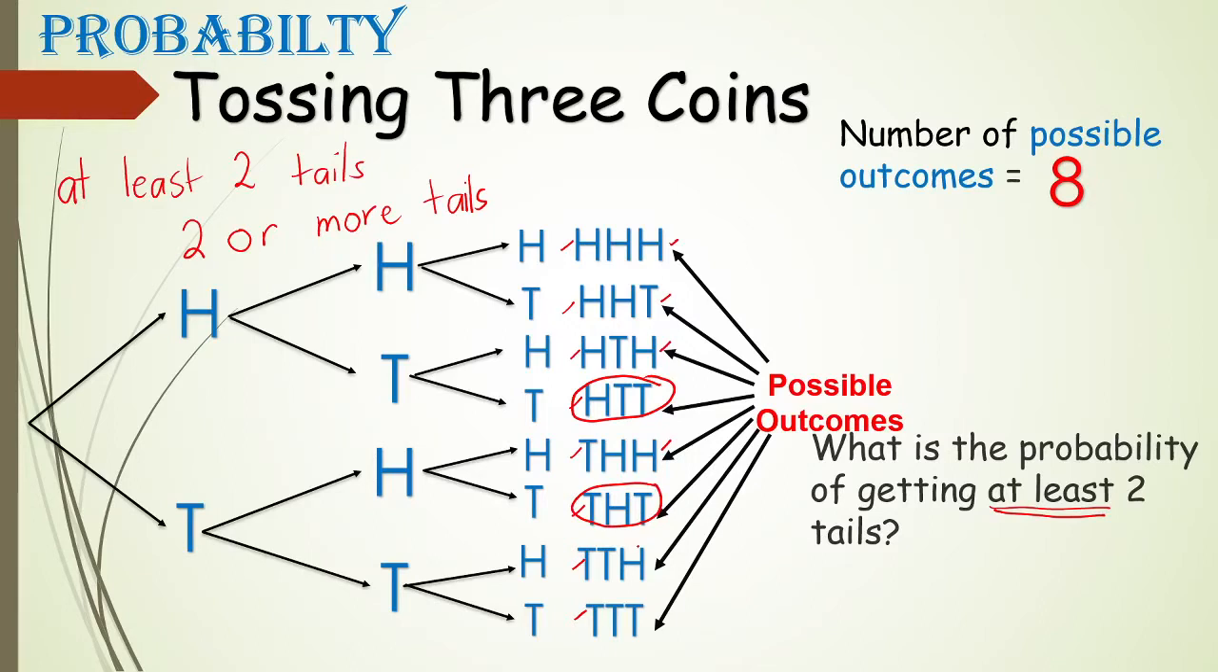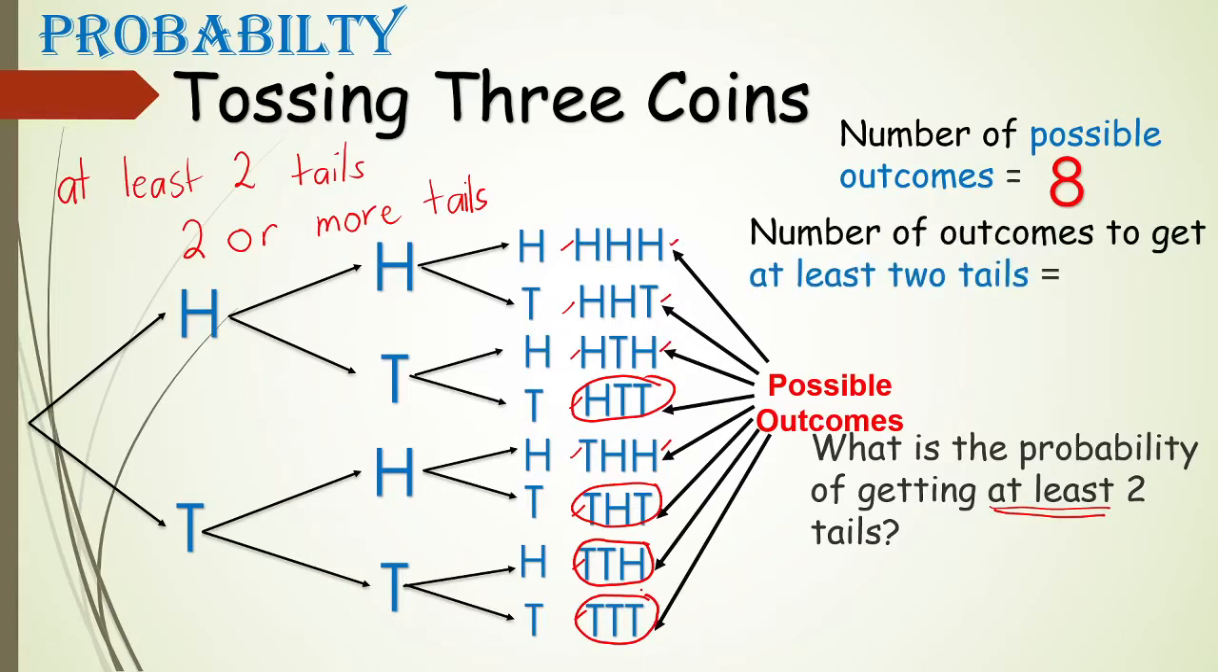Okay. TTH. Okay, possible because you have 2 tails. Tails, tails, and tails. So when I say at least 2 tails, 2 or more. So meaning, this is possible. So, how many number of outcomes to get at least 2 tails? 4. And take note, these are the 4 favorable outcomes. HTT, THH, TTH, and TTT.